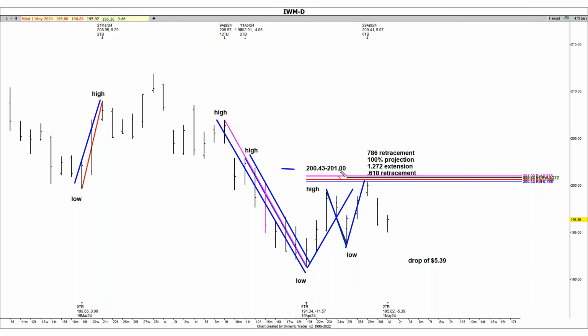All gave us a cluster, 2004.3 to 2010.1 even. You had a 786, a 100%, a 1272, and a 618 retracement. And from there was a drop of $5.39.